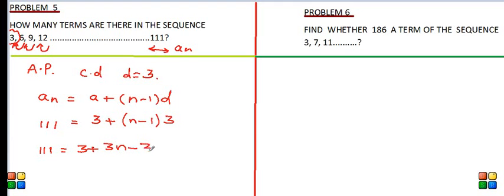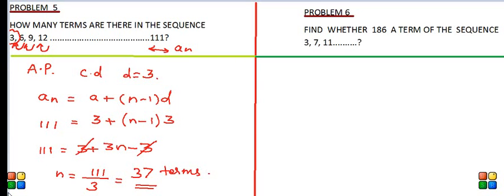3n minus 3. Minus 3 plus 3 get cancelled. So n becomes 111 by 3. That is equal to, 3 3s are 9, 3 7s are 21, so there are exactly 37 terms. And the last term we have assumed. So how many terms are there in the sequence? There are 37 terms altogether in this.